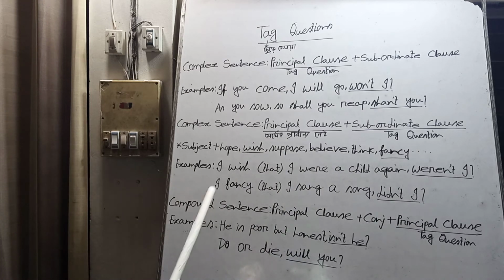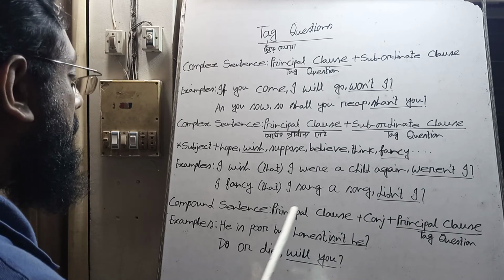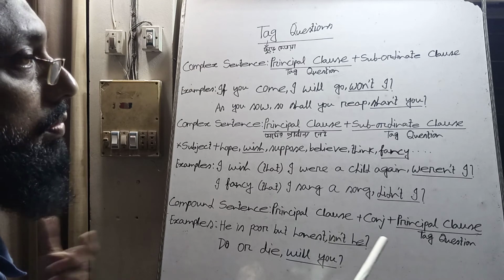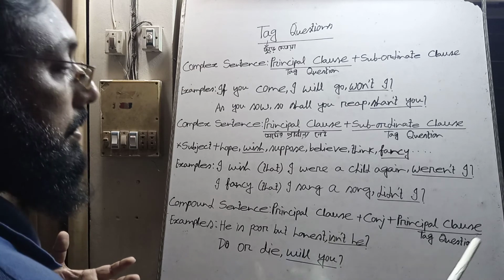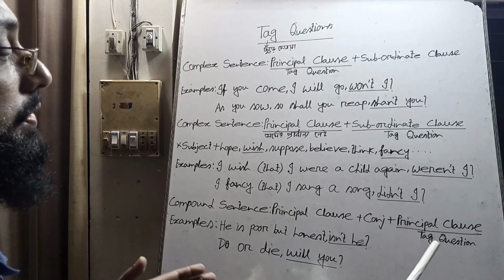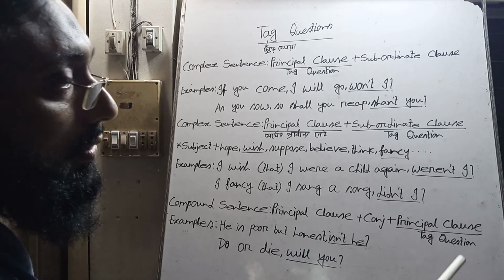If we find any compound sentence for a tag question, we know in a compound sentence there are two or more principal clauses. So we make the tag question of the last principal clause of the compound sentence.